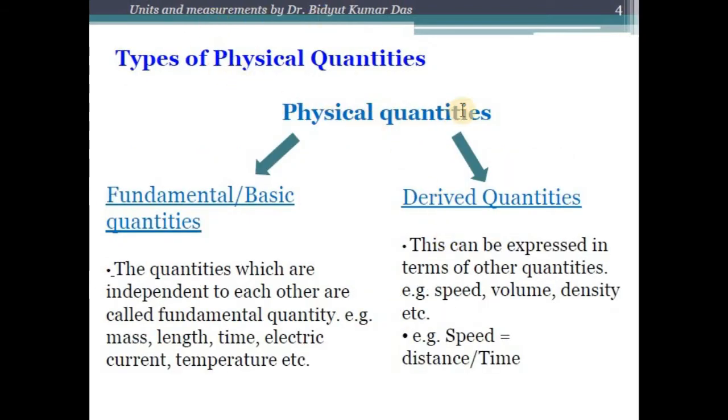Physical quantities can be divided into two types: fundamental or basic quantities, and derived quantities. The fundamental quantities are independent of each other. For example, mass, length, time, electric current, temperature, etc. Whereas the derived quantities are dependent on others, and can be represented in terms of the other quantities. For example, speed, volume, density, etc. Speed can be represented as the ratio of distance and time. Since the derived quantities can be written in terms of fundamental quantities, they are known as derived quantities.